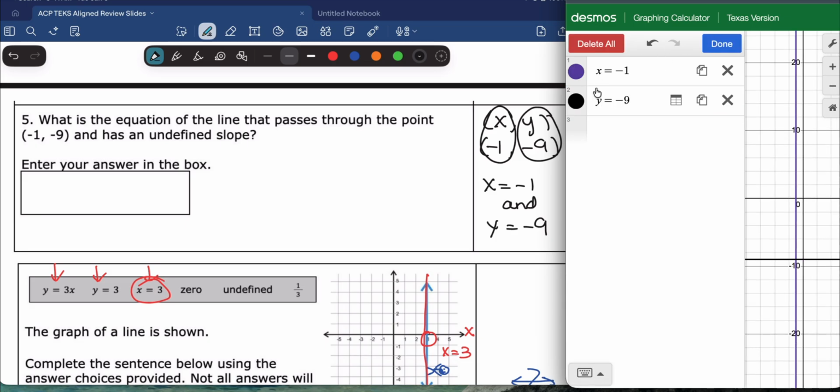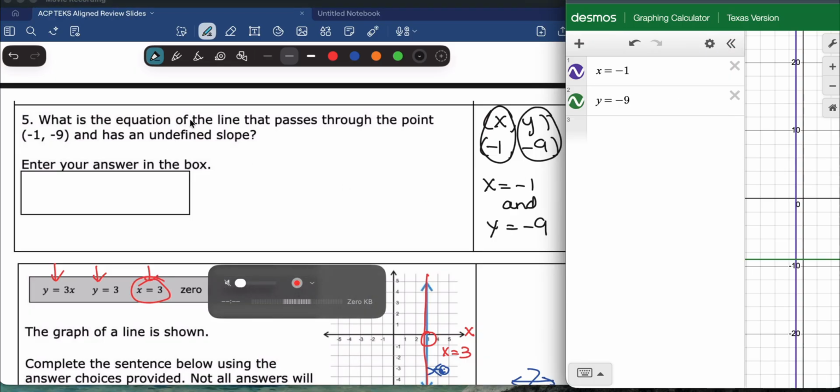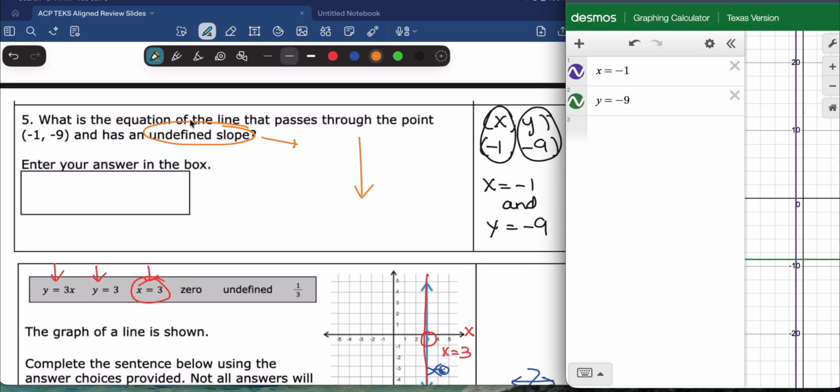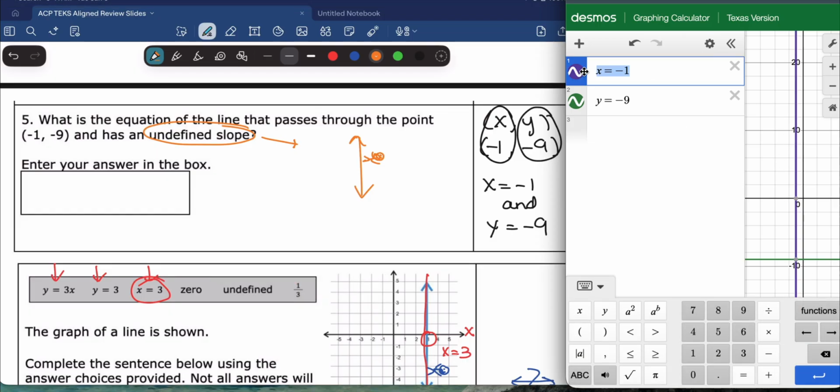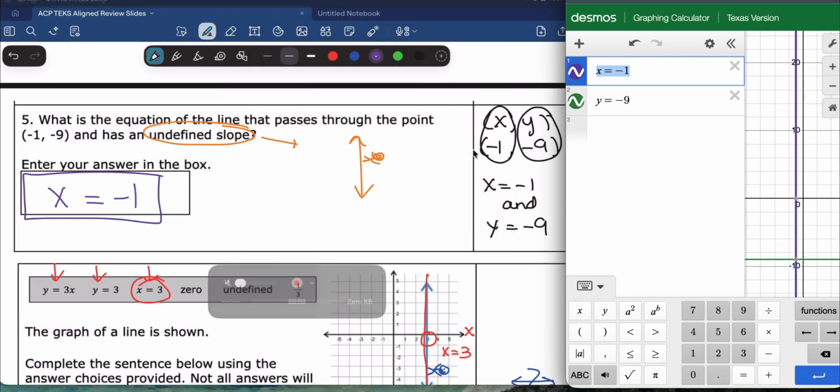I'm going to change this color real quick so we can talk about it. What I know is it says undefined slope. Undefined slope. I know that undefined slope is a line that goes up and down because this guy is falling. So I need a line that goes up and down. My line that goes up and down would be purple. X equals -1. So that would be my answer. X equals -1. And that's how you do it. If you break them up into two equations, graph them, there you go.